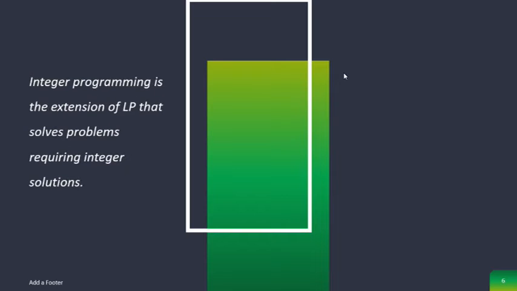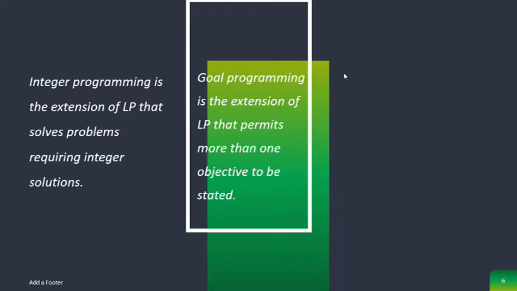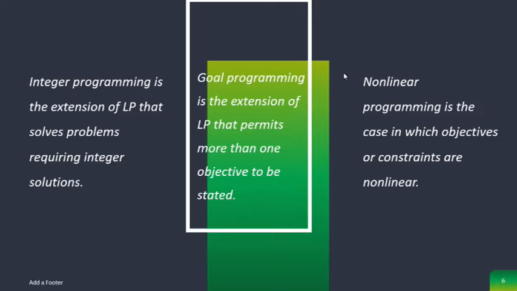These are the key terms involved in this chapter. First is integer programming. It is the extension of LP that solves problems requiring integer solutions. Goal programming is the extension of LP that permits more than one objective to be stated. And nonlinear programming is the case in which objectives or constraints are nonlinear.